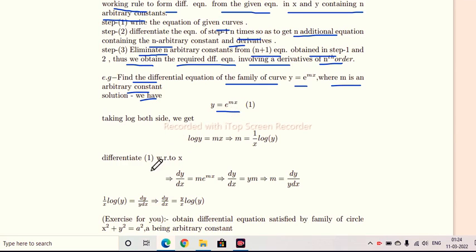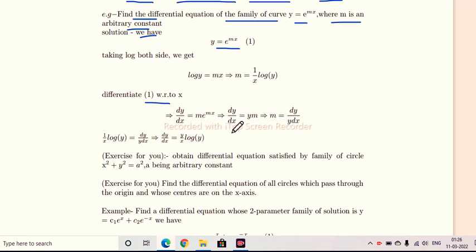Now because there is one arbitrary constant, or one parameter, we differentiate both sides with respect to x. We get dy by dx on the left side equal to m times e to the power mx. After differentiating, we get dy by dx equal to m y.